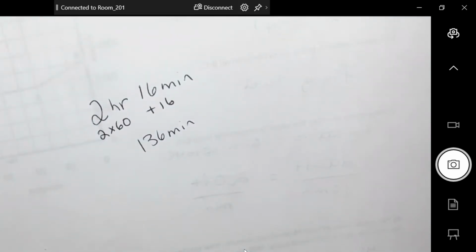Okay, does that make sense? So that's on a few places in your test where you're combining minutes with hours.